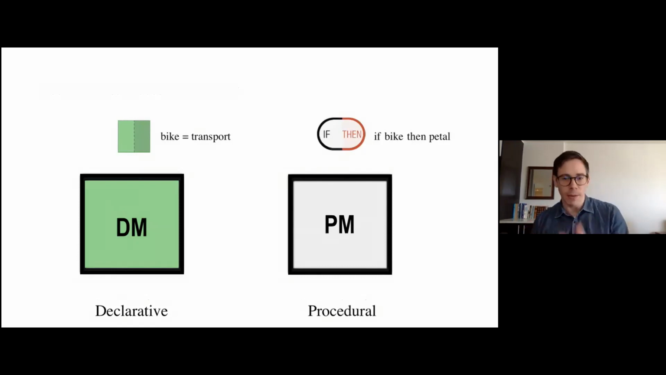But procedural memory has its own units of how to actually do it. If you're on a bike, then pedal. Otherwise, you're going to fall over and hurt yourself. If you're on a bike, steer. So it actually moves the whole system.